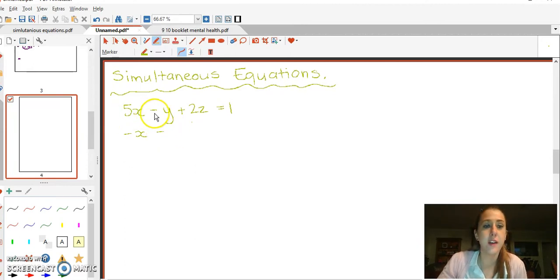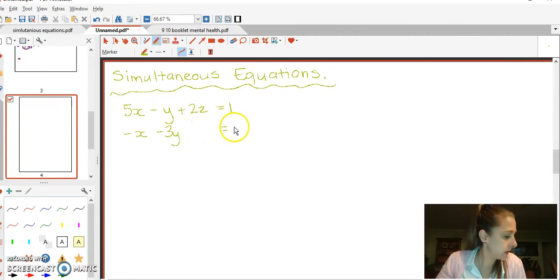So we've got 5x minus y plus 2z equals 1. Then we've got negative x minus 3y equals negative 5. And then we've got x plus 5z equals 19.